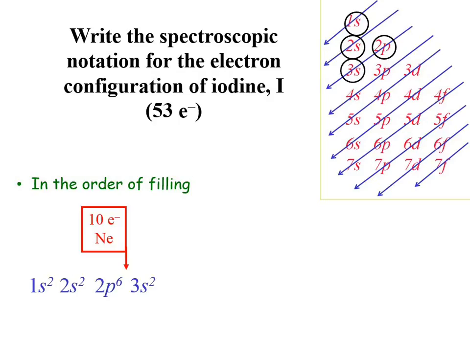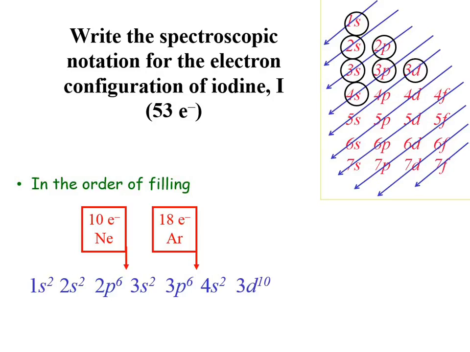3s2, 3p6, we've reached argon. 4s2, 3d10, 4p6, we've reached the rare gas krypton. 5s2, so that brings us up to 38 electrons.